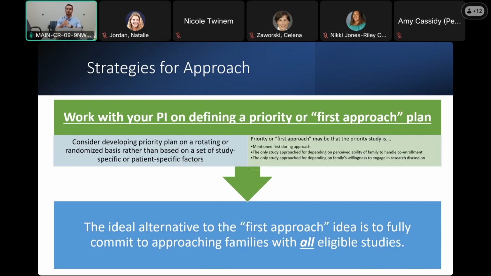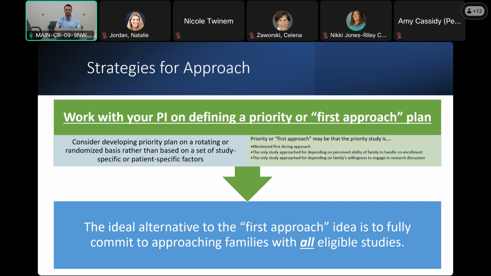With the priority or first approach, this study is mentioned first during that approach. The only study approached for depends on the perceived ability of the family to handle the co-enrollment, and on families' willingness to engage in research discussion. An alternative to that is to commit to approaching the families for all eligible studies. I know this is something that's done at a handful of institutions. I'm not sure about others. It's something that we try to do all the time here at CHOP.